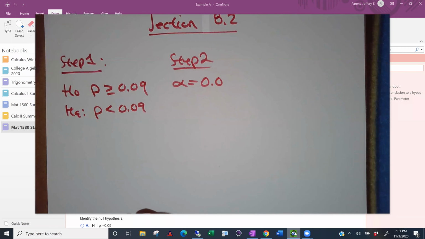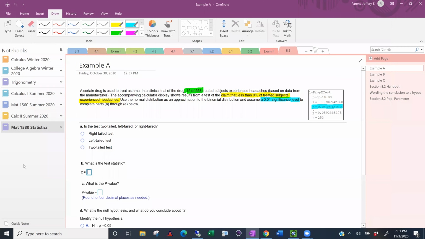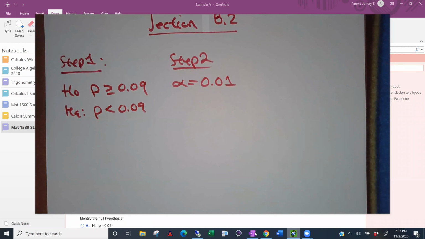Step 2 is decide what alpha is. Alpha in this case is 0.01. That's our significance level. Great.